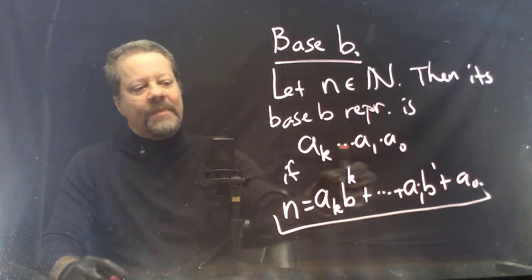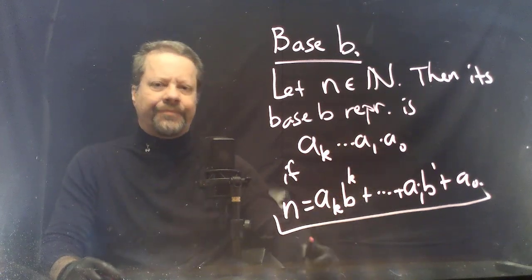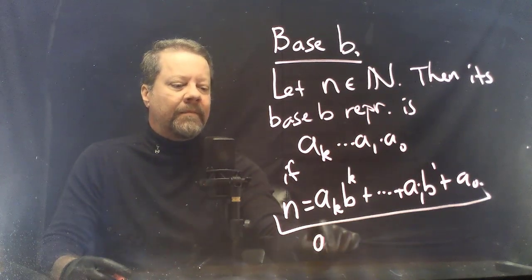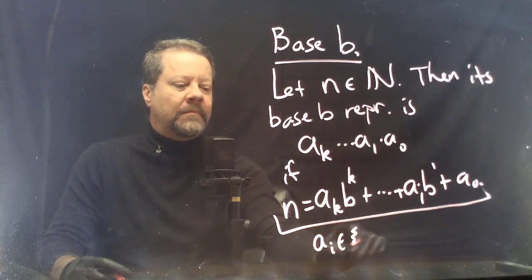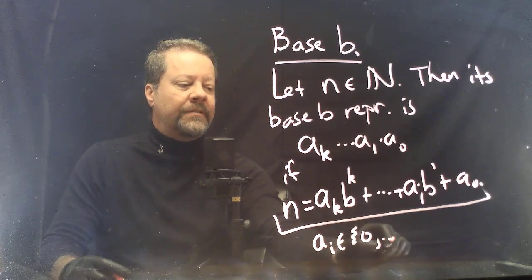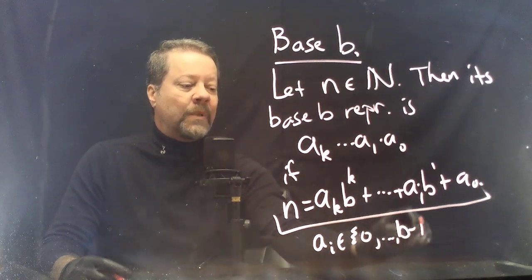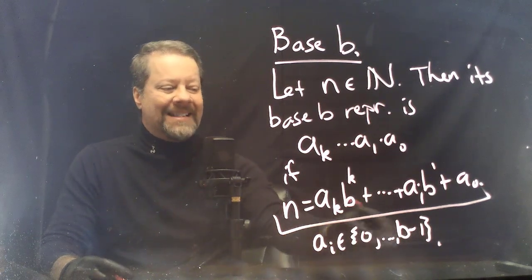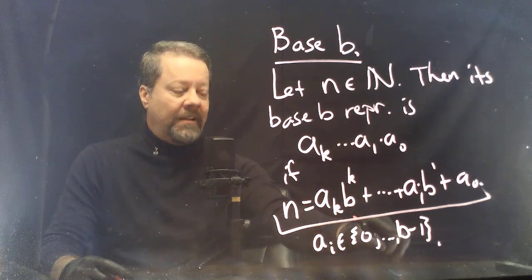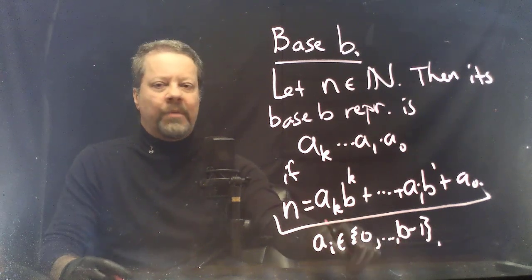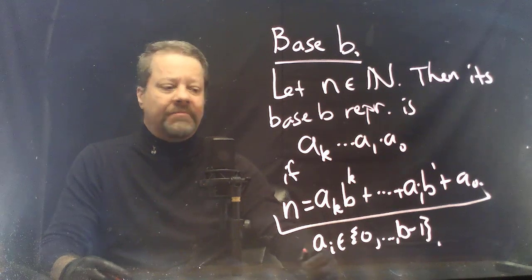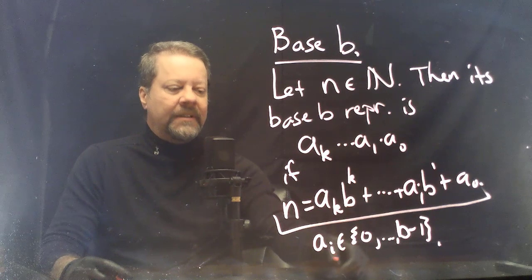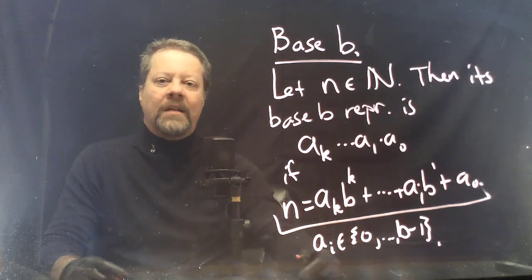And here we're assuming that these digits are appropriate digits in base b, which means they go from 0 to b minus 1. So in, for instance, base 10, if b is equal to 10, the appropriate digits are 0 through 9. If base b is 2, then the appropriate digits are only 0 and 1.